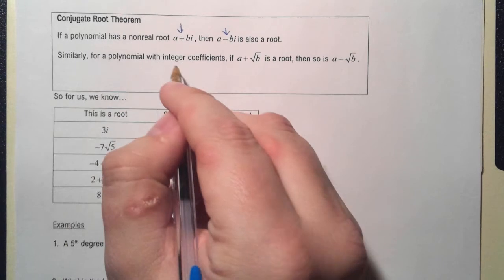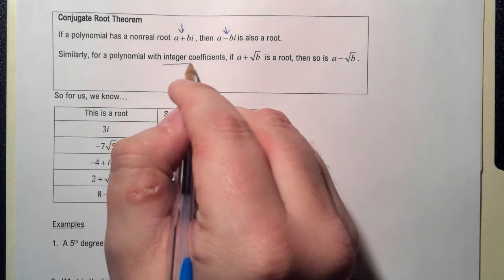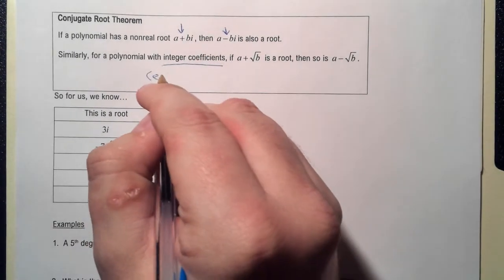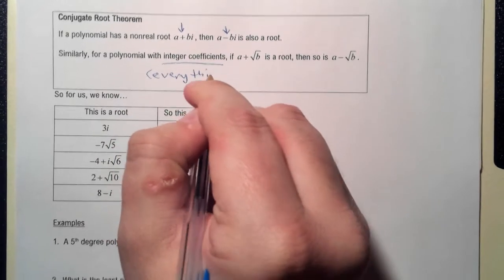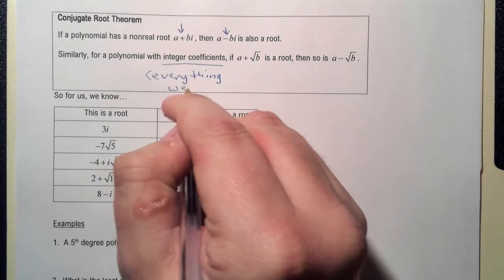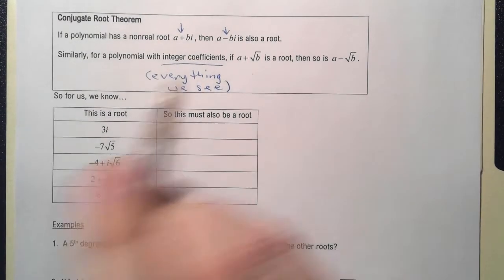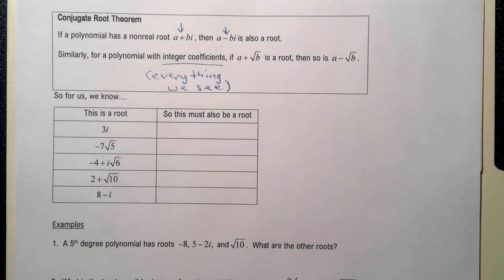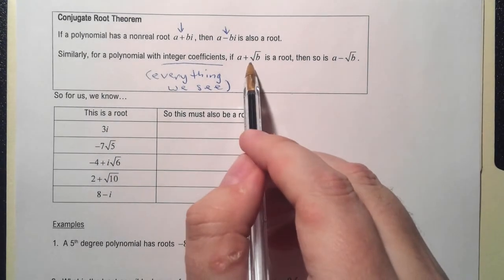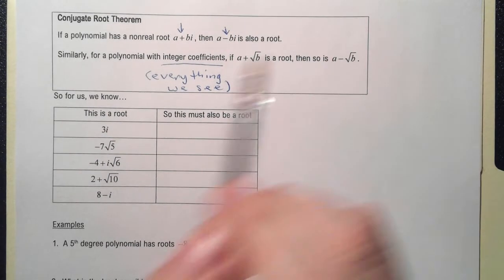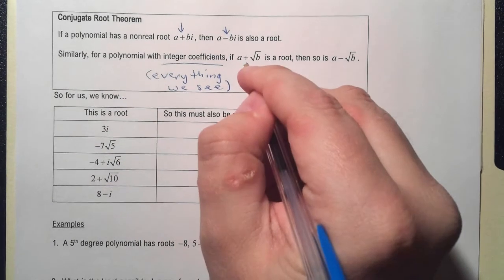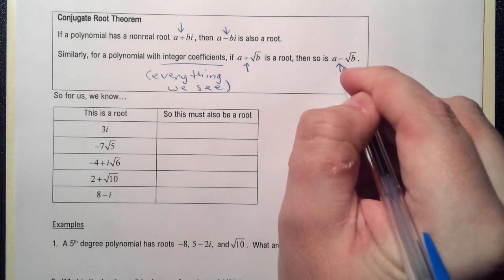Similarly, for polynomials with integer coefficients, which really is everything we see, if I have a root of a plus the square root of b, where b is not a perfect square, whether it be 5 or something that does simplify a little bit like 20, if a plus the square root of b is a root, then so is a minus the square root of b. Again, conjugate expressions.